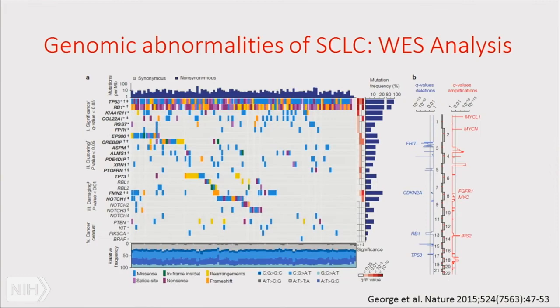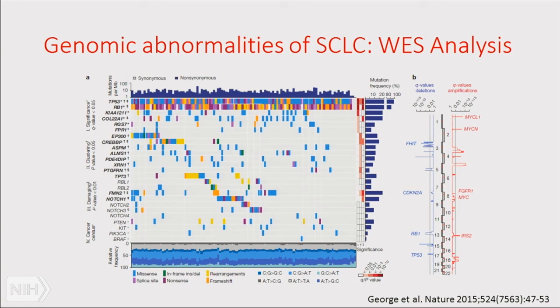All right, so now actually we are in the genomic era of the cancers. So there have been a number of large studies to look at the genomic abnormalities of small cell lung cancer. And actually, one reason to do such kind of analysis is to try to find whether there are any actionable mutations in small cell lung cancer that can be treated with either targeted therapy or other kinds of small molecule inhibitors.